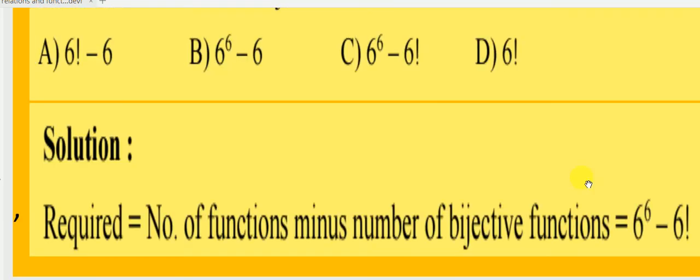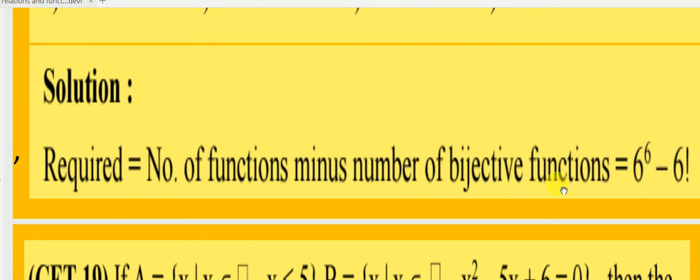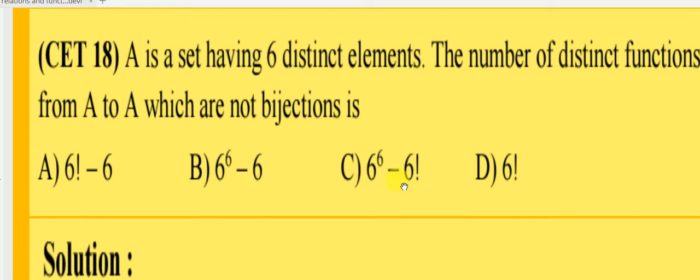Number of functions minus number of bijective functions. The number of functions from A to A is given by n to the power of n, if the set A contains n distinct elements, that is 6 to the power of 6 here. And the number of bijective functions is given by 6 factorial. So the functions which are not bijective are given by 6 to the power of 6 minus 6 factorial, which is option C.